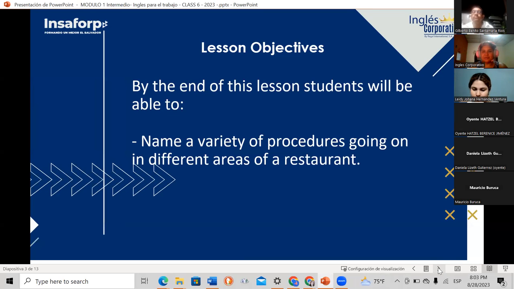At the end of this class, you will be able to name a variety of procedures going on in different areas of a restaurant. For example, it could be a procedure for placing orders. Another procedure could be how to distribute the schedules in a restaurant, how to do cleaning in a restaurant, everything. So we are going to discuss different procedures, okay?